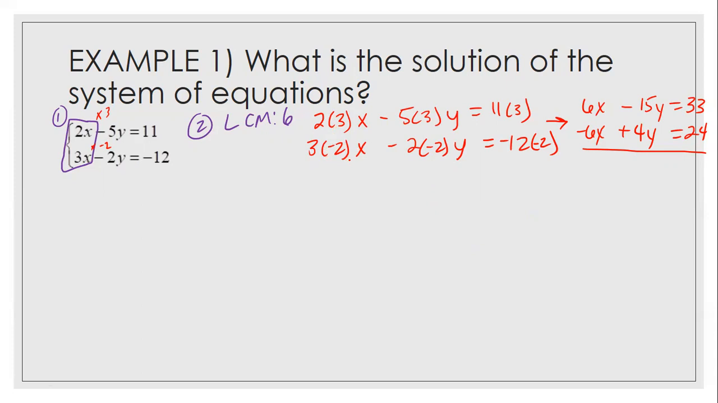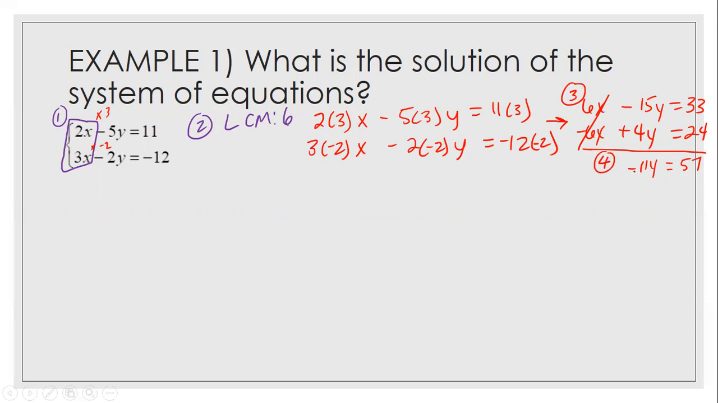Okay. Are we good? So what happens? Are my x's going to cancel out like I planned? Yes, they do. And I'm left with negative 11y equals 57. Sorry, this is step 3. And then step 4, solve for the remaining variable.